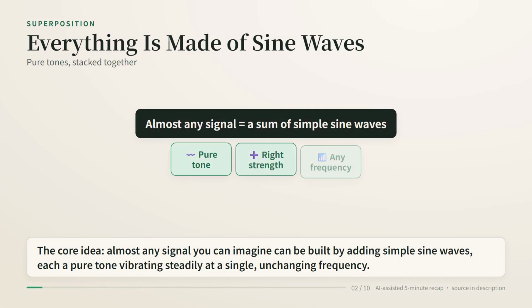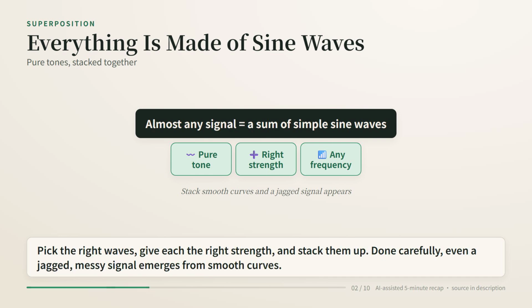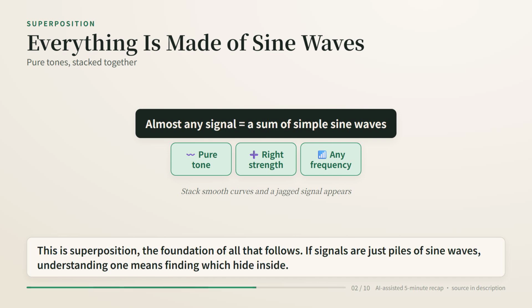The core idea: almost any signal you can imagine can be built by adding simple sine waves, each a pure tone vibrating steadily at a single, unchanging frequency. Pick the right waves, give each the right strength, and stack them up. Done carefully, even a jagged, messy signal emerges from smooth curves. This is superposition, the foundation of all that follows. If signals are just piles of sine waves, understanding one means finding which hide inside.